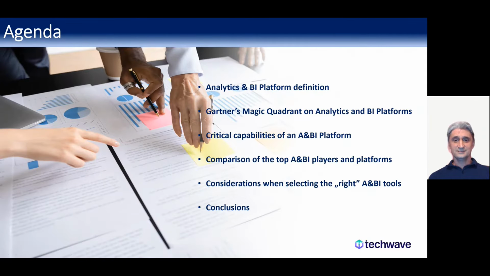So the agenda is the definition of analytics BI platforms. We look at Gartner's Magic Quadrant on analytics and BI platforms, the critical capabilities. We look at the comparison of the top players and platforms, and we'll take a look at the considerations when selecting the right ABI tools and the vendors. And at the end, we'll take some conclusions.